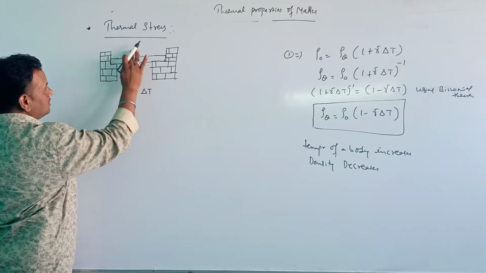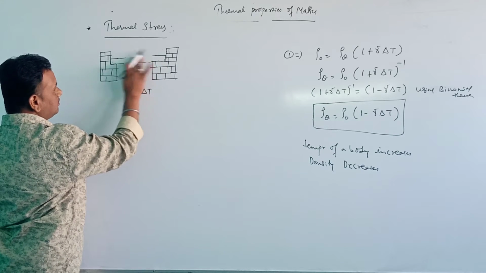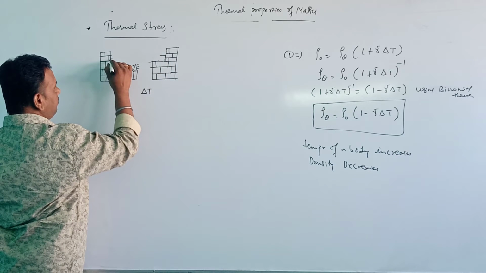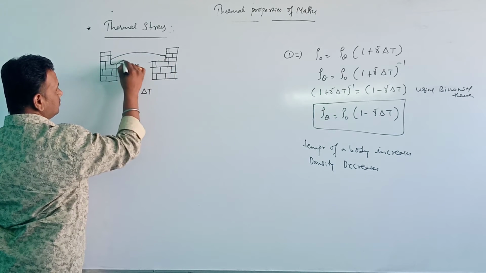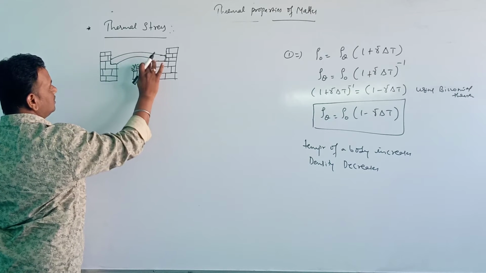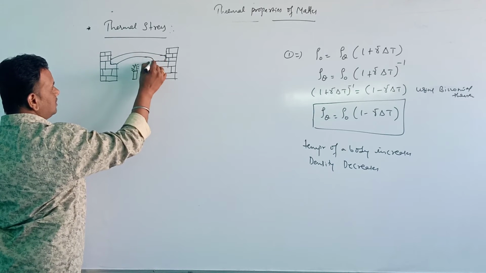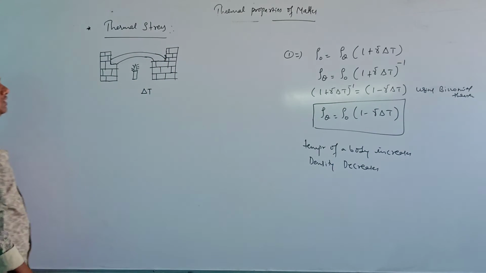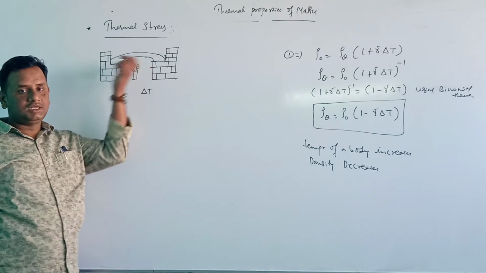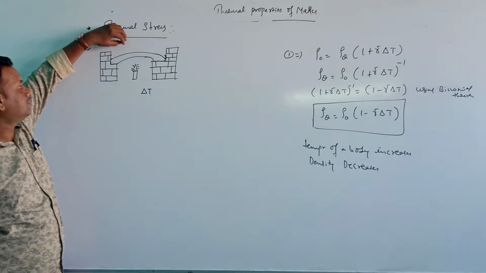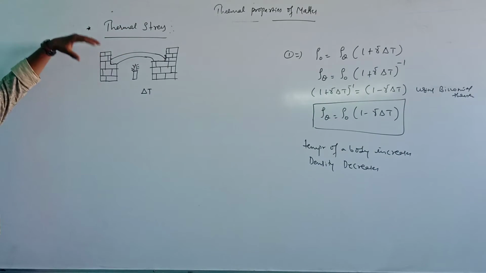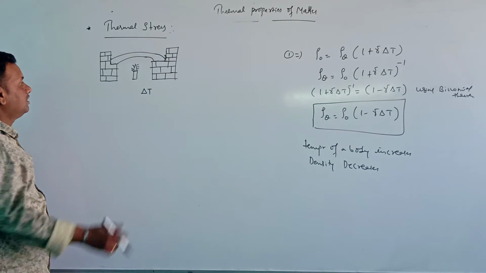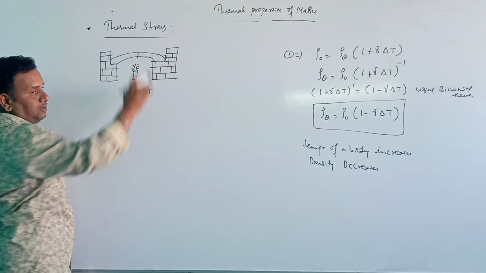This metallic rod starts to bend. So to compensate its length, it will start to bend like this. So this metallic rod will start to bend. If it does not allow to expand, if it does not allow to bend, then what happens? This metallic rod will break down.